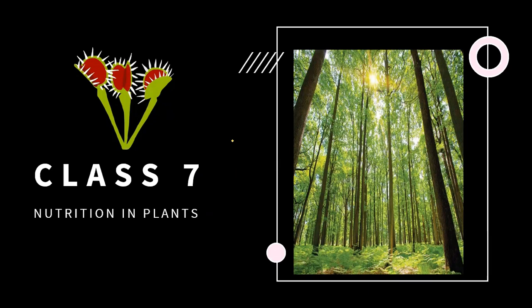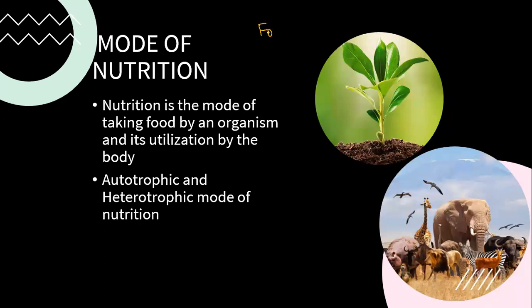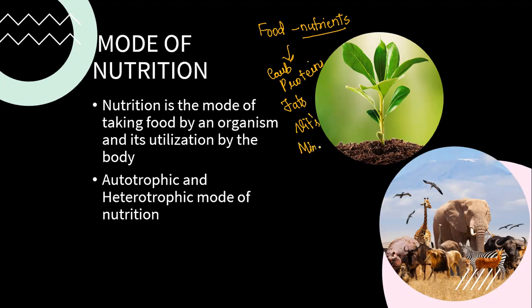Okay, we already have studied about food, right? Food is very important and it is made up of different nutrients like carbohydrates, proteins, fats, vitamins, and minerals. Now, all organisms require food for themselves, and animals depend directly or indirectly on the plants for their food.